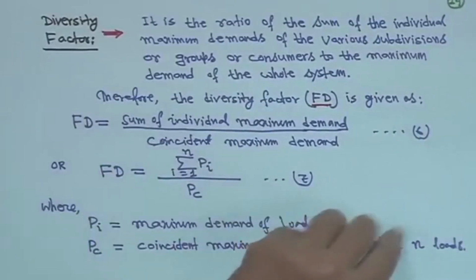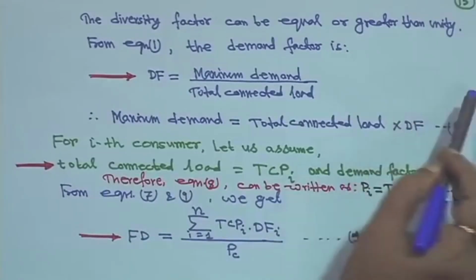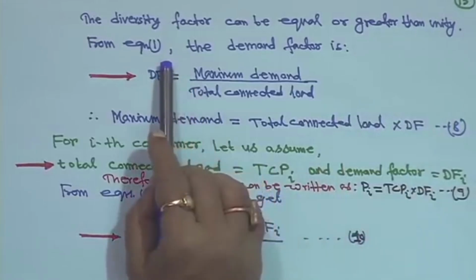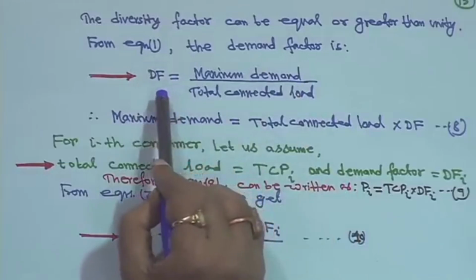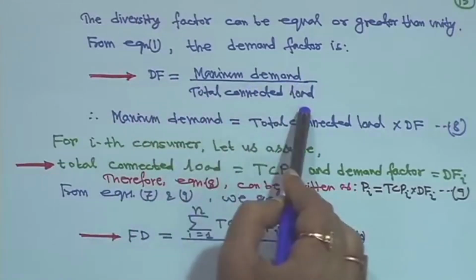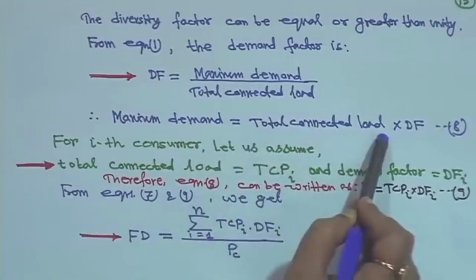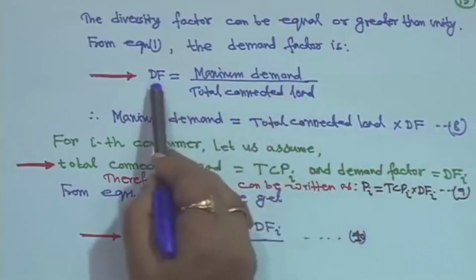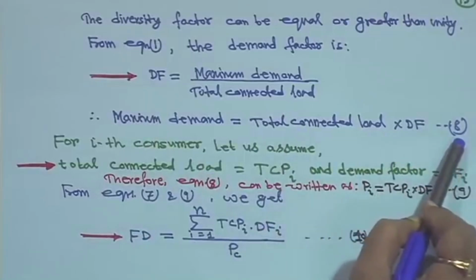Next, the diversity factor can be equal to or greater than unity. From equation 1, the demand factor DF is equal to maximum demand upon total connected load. Therefore, maximum demand is equal to total connected load into demand factor. So, maximum demand is equal to total connected load into DF. This is equation 8.